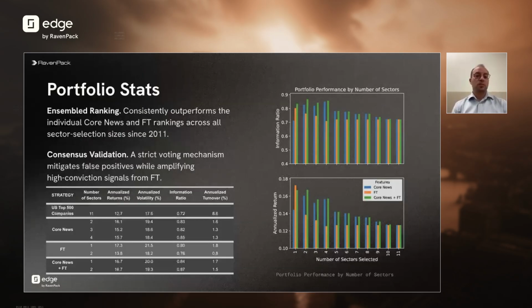If we look at the core news plus FT, and we select the 2 sectors, we are able to increase the information ratio to 0.87 and adding 400 basis points of outperformance relative to the benchmark. If we compare that to core news, we can see that the improvement is perhaps more modest. We go from 0.83 to 0.87, and we are adding about 60 basis points on an annual basis.